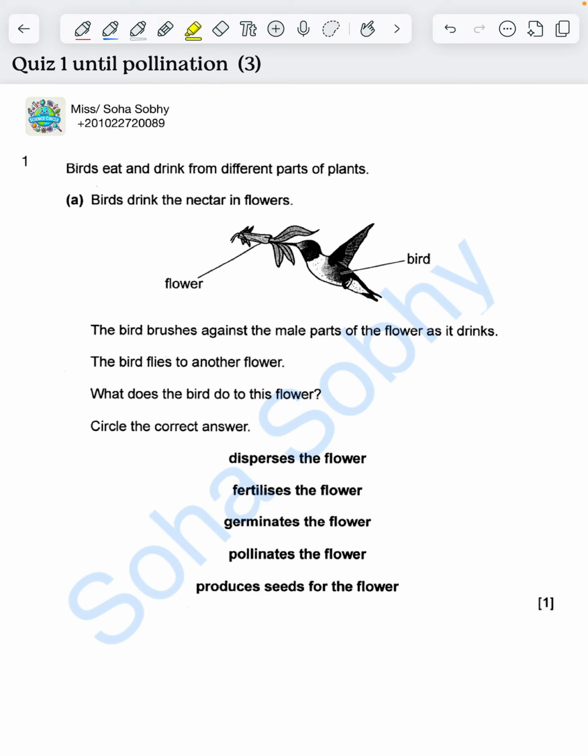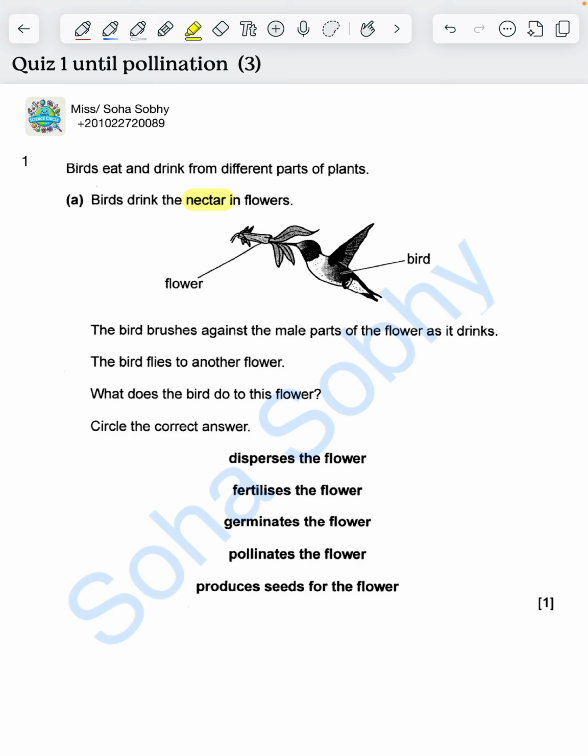Birds eat and drink from different parts of plants. Letter A. Birds drink the nectar in flowers. What does it mean by the word nectar? Nectar is a sweet liquid that the flower produces to attract pollinators like bees, birds, and insects.